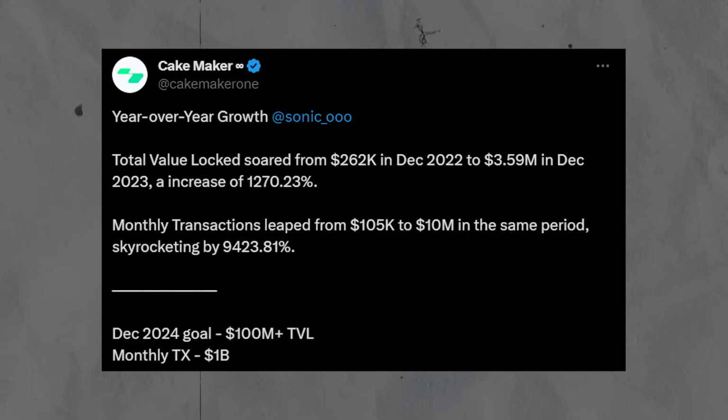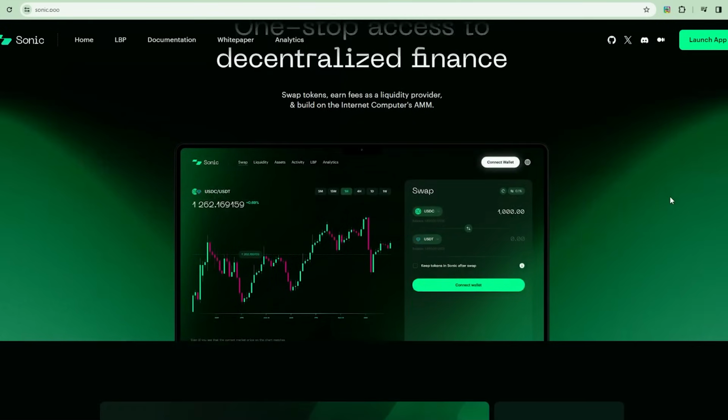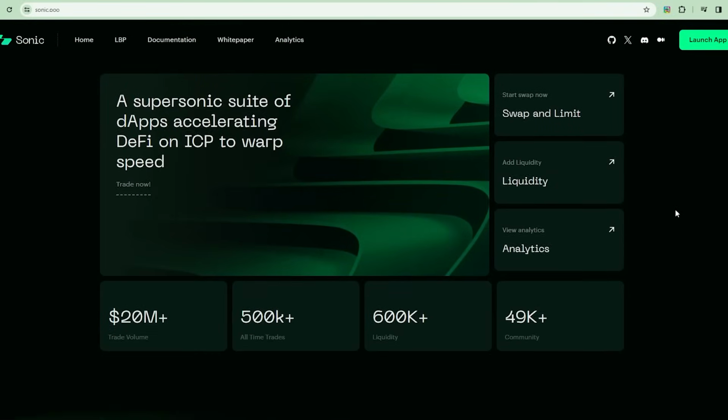CakeMaker, the co-founder of Sonic DEX, released a few impressive stats for the decentralized exchange. The year-over-year growth has been incredible, with the total value locked increasing from $262,000 to over $3.5 million, and the monthly transaction volume skyrocketing from $105,000 all the way to $10 million currently. And listen, this is some serious growth that Sonic has seen, and I want to congratulate the Sonic team. It's almost weekly that they come up with a new update or improve an existing feature of the DEX, so really, really great job to the team.